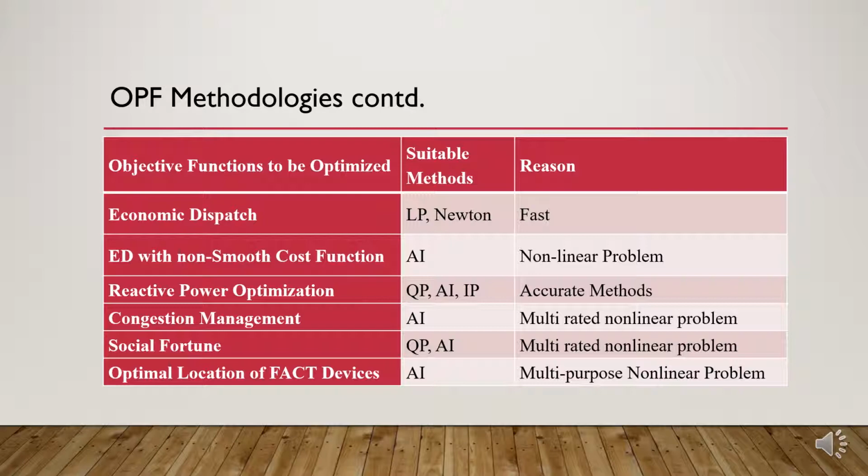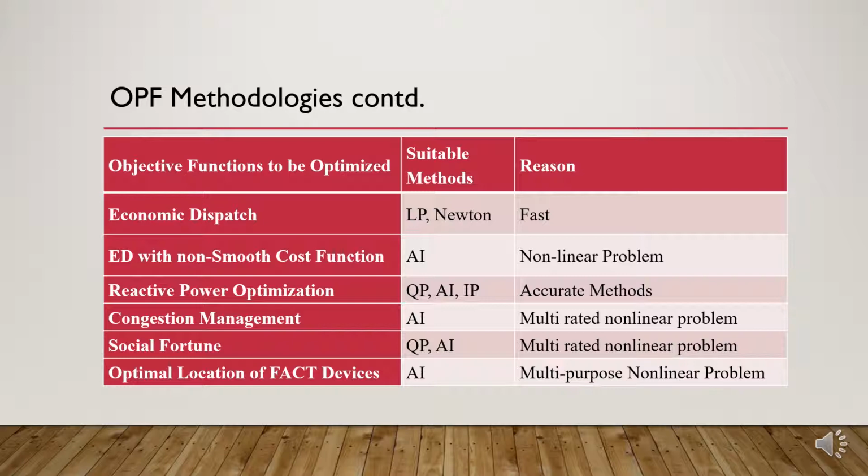The table here is showing appropriate methods for solving OPF: the objective functions to be optimized and suitable methods. For economic dispatch, the suitable methods are linear programming or Newton method because it's fast. For economic dispatch with non-smooth cost function, artificial intelligence is the suitable method because it's a nonlinear problem.